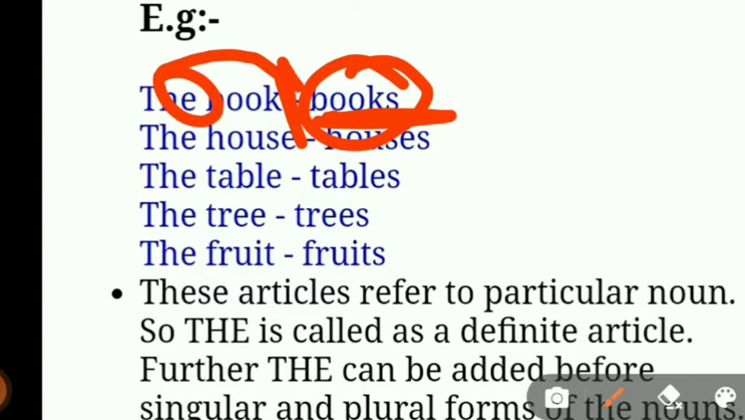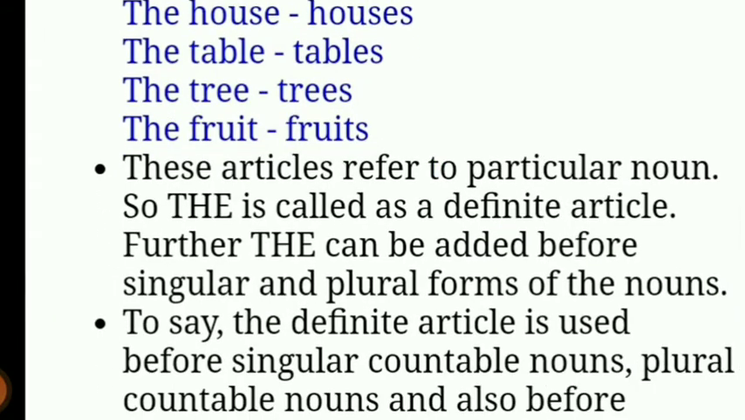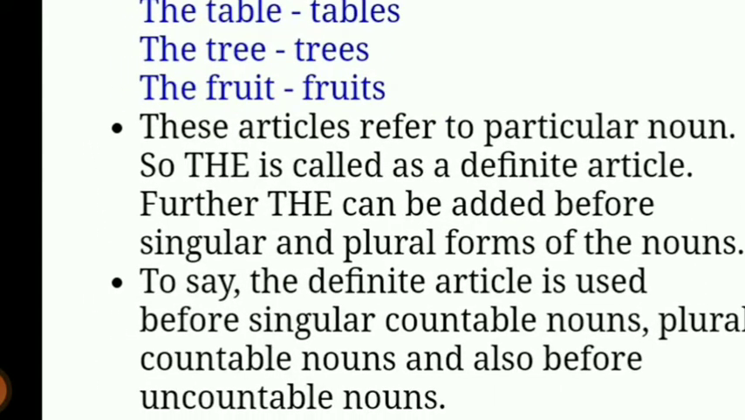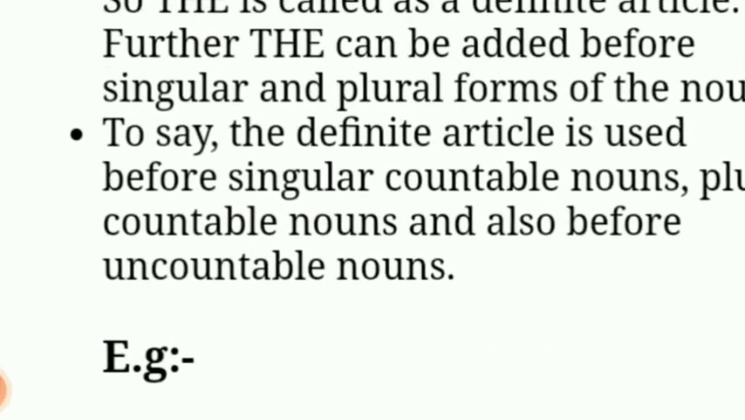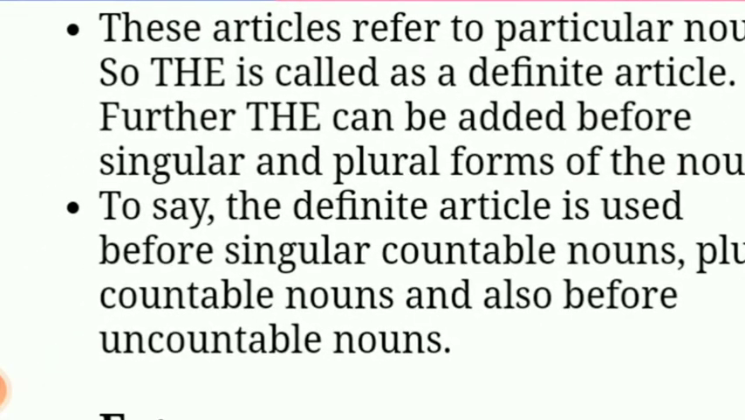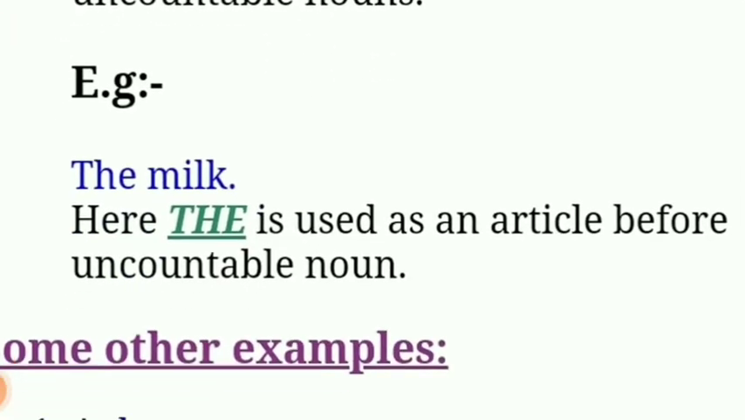So these articles refer to a particular noun. So the is called a definite article. Further, the can be added before the singular or plural forms of nouns. To say, the definite article is used before singular countable nouns or plural uncountable nouns. Okay. Next, these articles refer to a particular noun, so the is called the definite article.